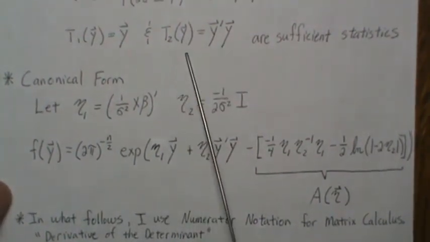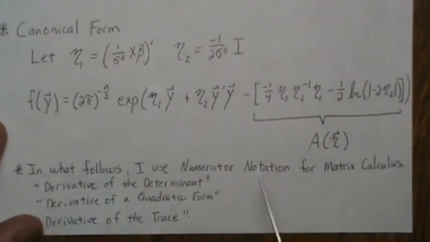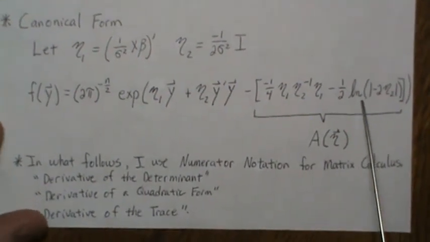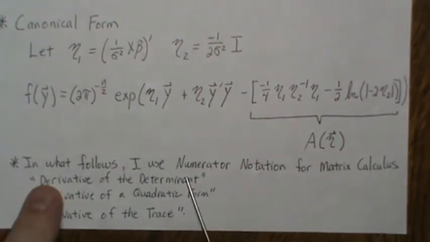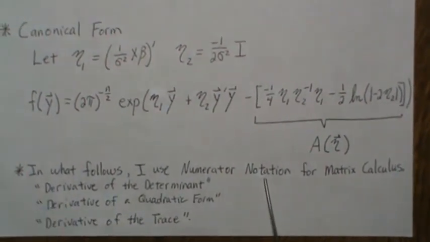of our sufficient statistics. Okay. Now to do that, these are matrices. So we're going to need matrix calculus. So in what follows, I use what's called numerator notation.